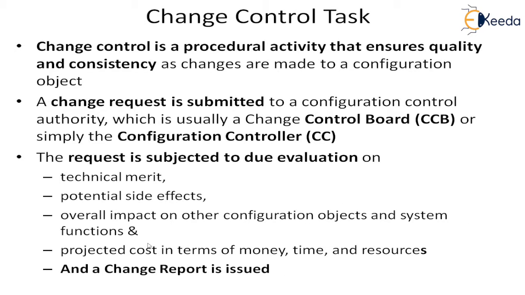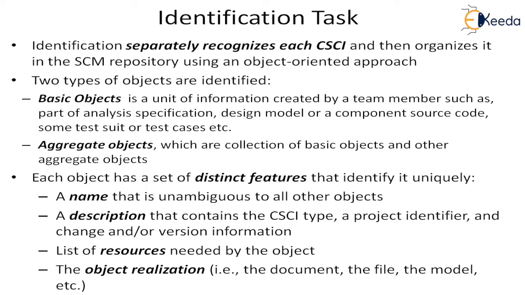Then there will be some list of resources needed by that project, and the object realization, that means what type it is, whether it is a document or a file or a model. So whenever you have an object, it will have some kind of distinctive features, or you can say some attributes that identify it uniquely apart from its ID.